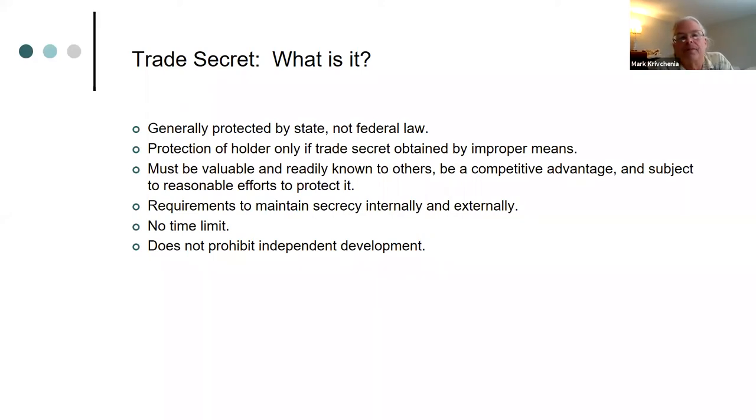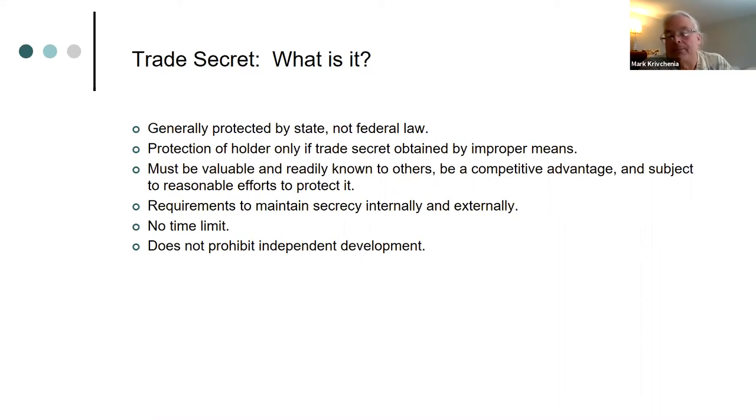It has to be valuable and have a competitive advantage, and you have to take reasonable efforts to protect it. It requires maintaining secrecy internally and externally. There's no time limit, and it doesn't prohibit independent development.